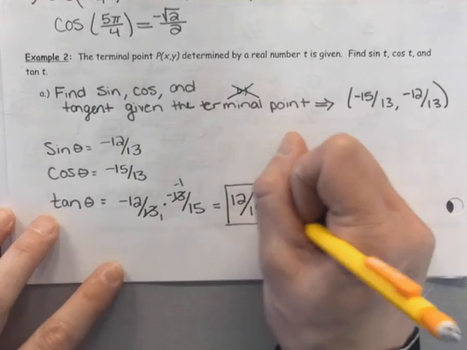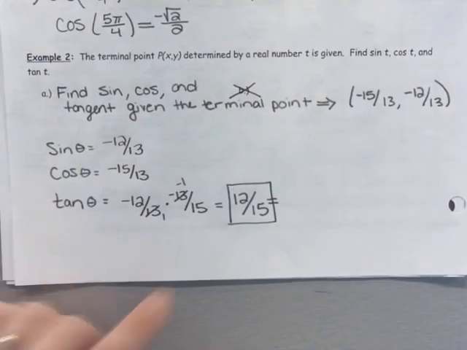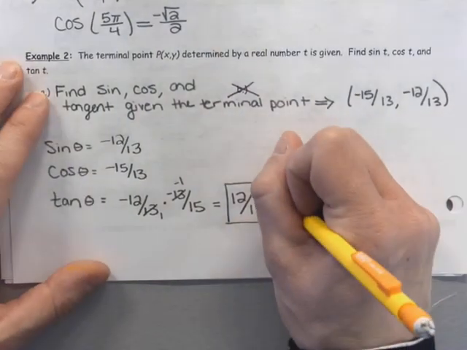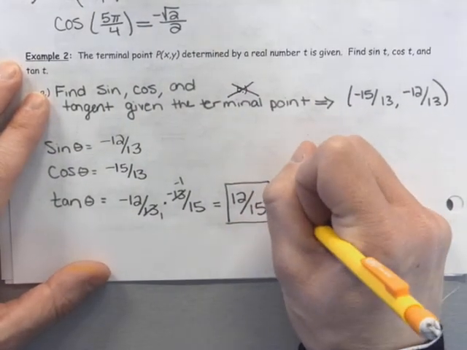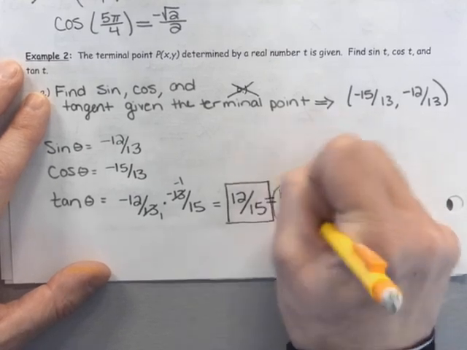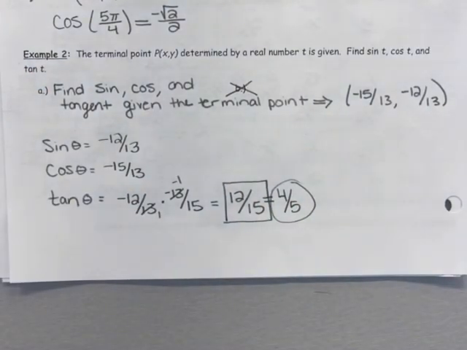Oh yeah, let's simplify. My bad. I got excited that we were done. Let's simplify. 3 goes into 12. 3 goes into 15. 5. So 4/5. Much easier. Okay.